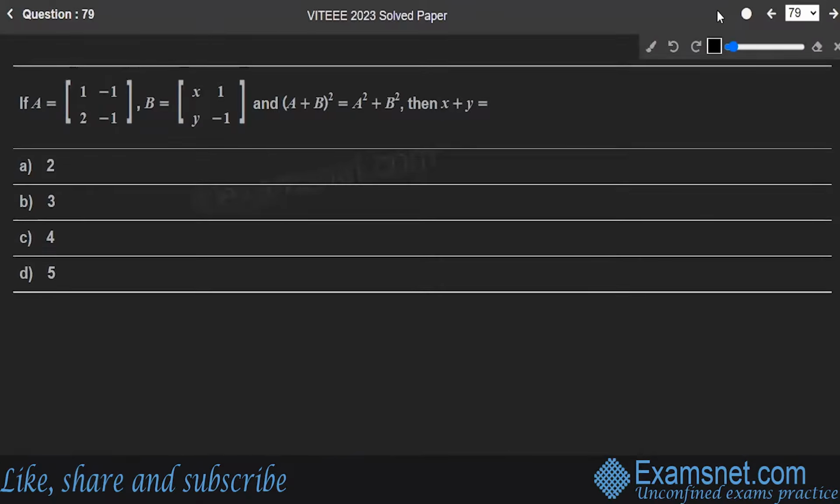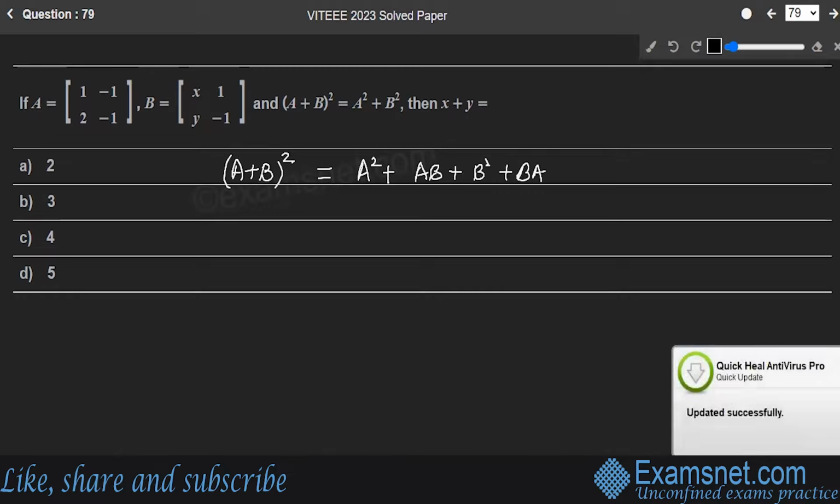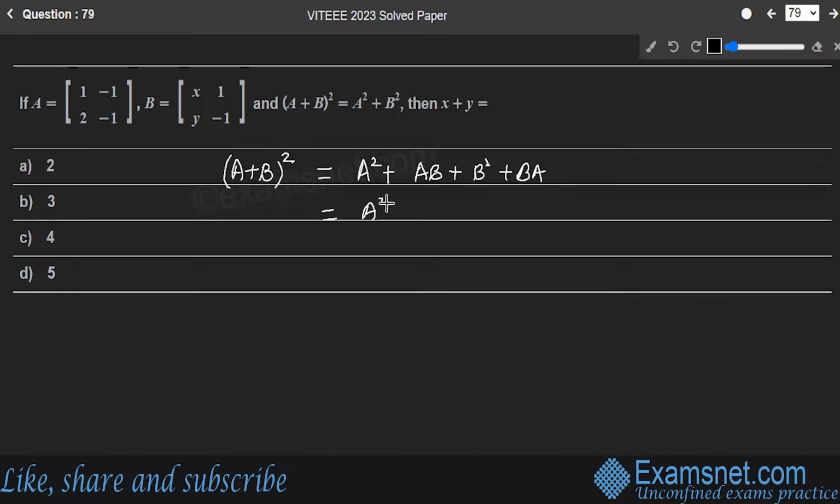Question number 79. If A is given by this matrix, B is given by this matrix, and (A plus B) whole square is equal to A square plus B square, then what is the value of X plus Y? So you are given (A plus B) whole square. What is the formula for this? This is equal to A square plus AB plus B square plus BA, right? And that's equal to A square plus B square plus this. Now, in the question, it is given that this is equal to A square plus B square. That means that is equal to 0.